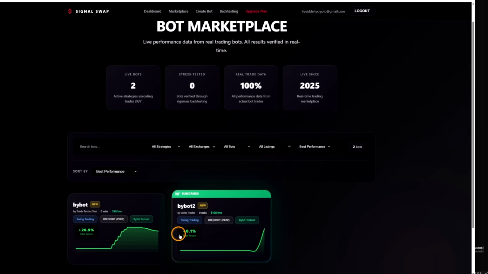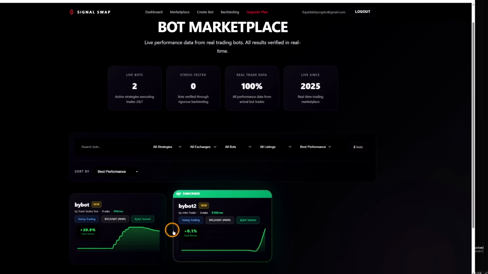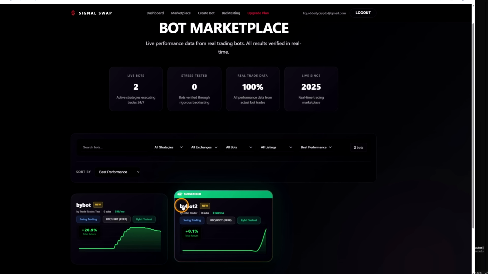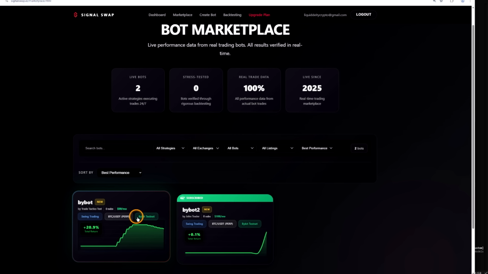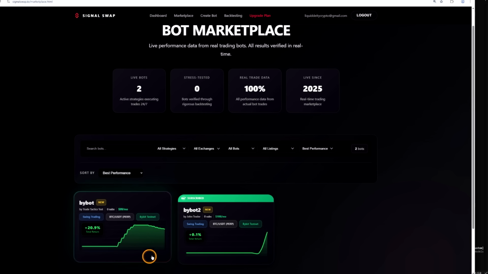The creator of it keeps the majority of the share of revenue from the trading bots. So it's a win-win for everyone, because there are good bots on the marketplace, quality bots. A lot of these marketplaces, you don't know what you're getting, but on SignalSwap you do.